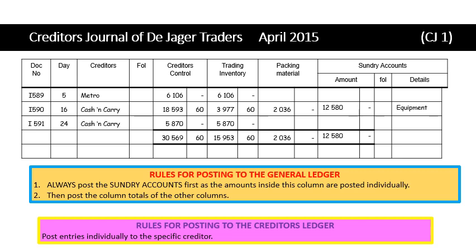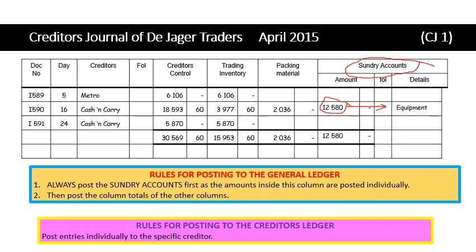Remember, when you post from a journal like this one, you always have to post the sundry accounts column first. So this is always first, the sundry accounts column. Why? Because in the sundry accounts column, you post the individual amounts. So this 12,580, they tell us must be posted to the equipment account. Remember, in sundry accounts you never post the column total, you post individual amounts.